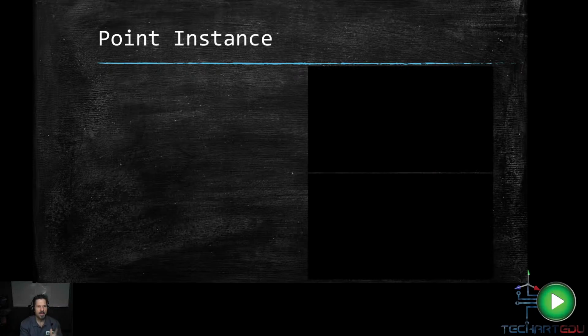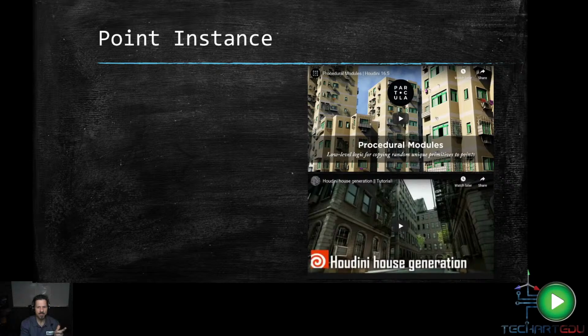All right. Now here is an alternative technique that I call the point instance. Now the point instance is a little bit of a compromise. Now, if you check out some of the work created by Ricardo Ponce, I believe that's how his name goes.